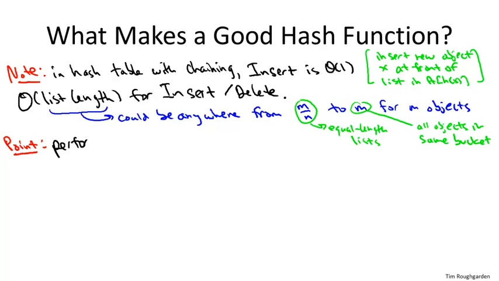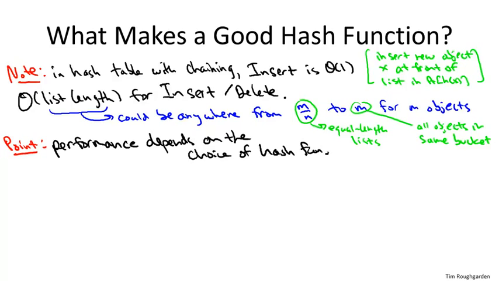The main point I'm trying to make here is that, at least with chaining, where the running time is governed by the list length, the running time depends crucially on the hash function, on how well the hash function distributes the data across the different buckets.